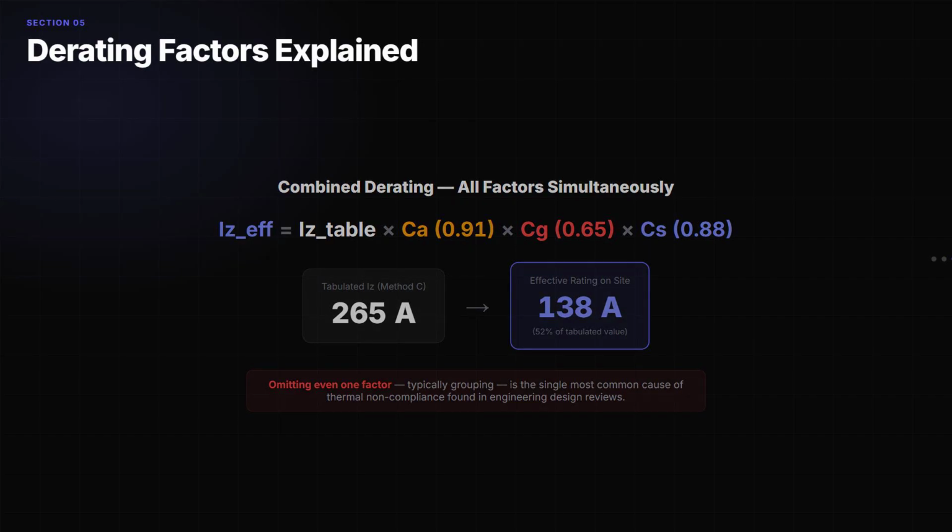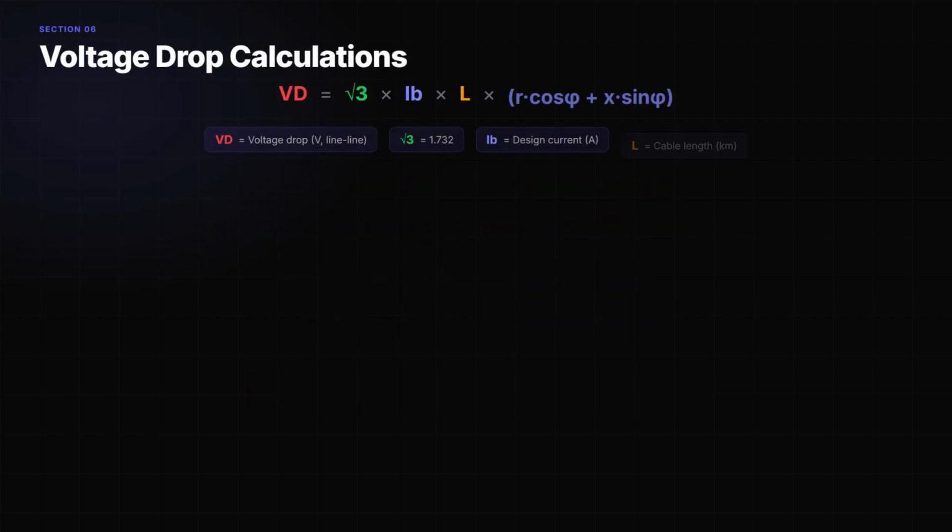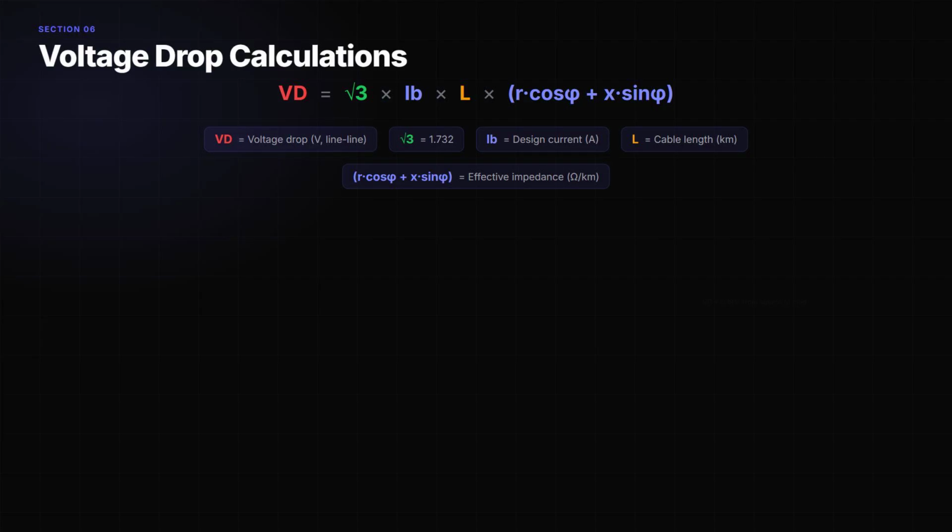In arid conditions with dry, sandy soil, voltage drop is the reduction in voltage between the supply point and the load terminals, caused by current flowing through the cable's resistance and reactance.